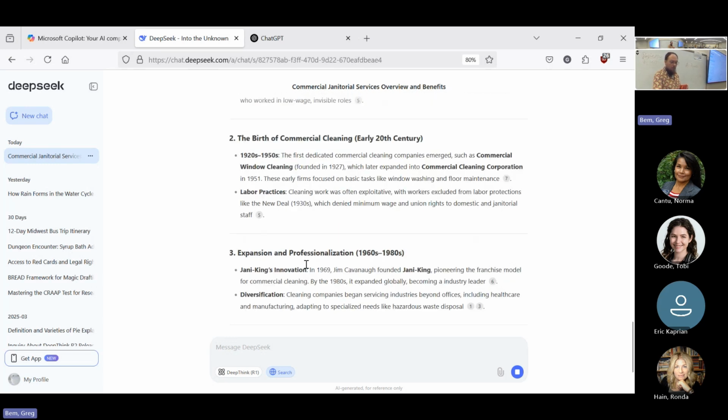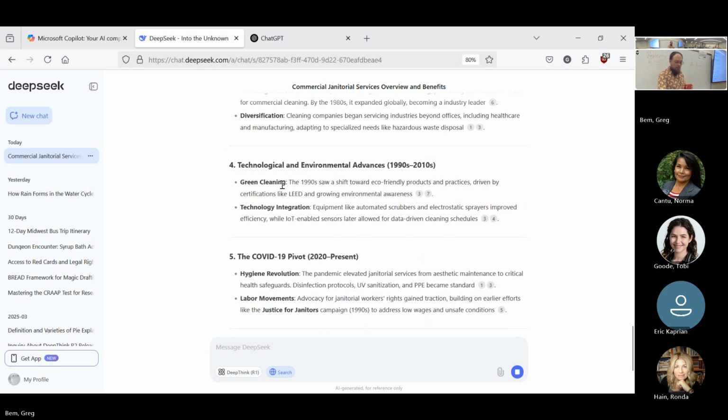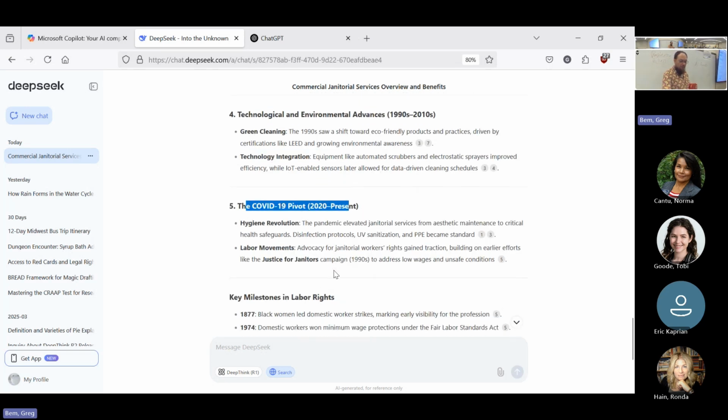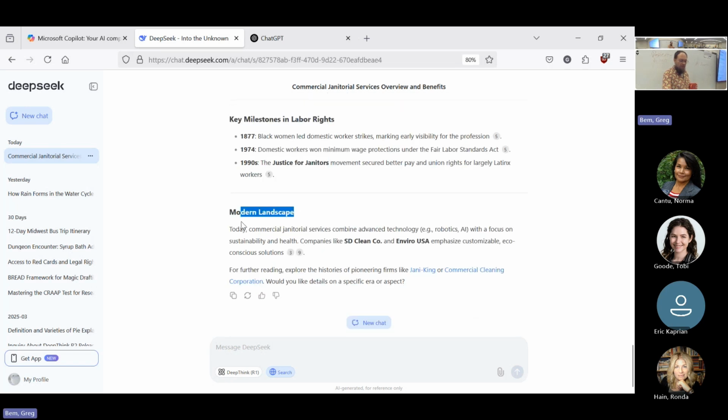Pre-20th century, birth of commercial cleaning, expansion and professionalization, technological and environmental advances, goes into green cleaning, technology integration, COVID-19 pivot, key milestones in labor rights, and modern landscape. You can go into any of these and read more about them by looking at those sources it's citing. You can continue asking more questions, make more prompts, and continue that journey in that conversation if you want to.